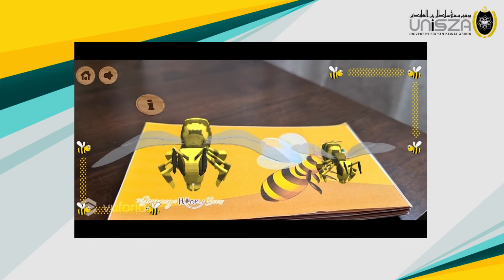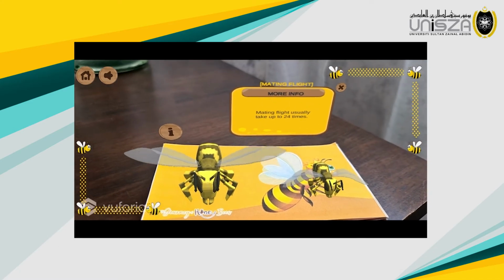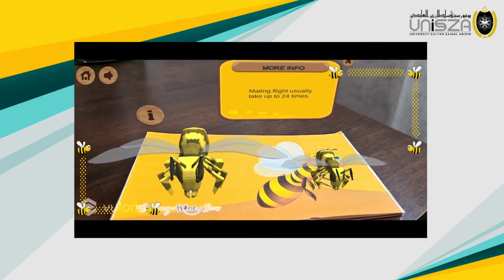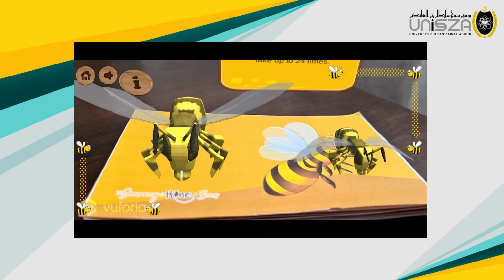The queen will leave the hive on a mating flight, where the queen bee will mate mid-air. The impregnated queen returns to join the rest of the colony in the hive.